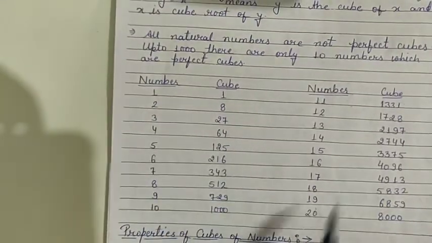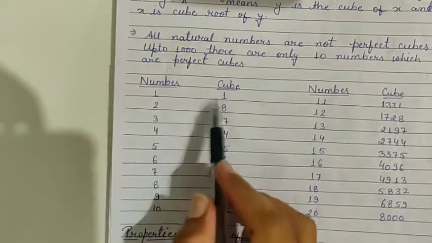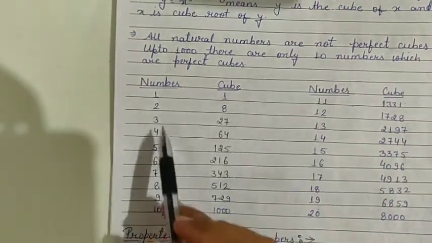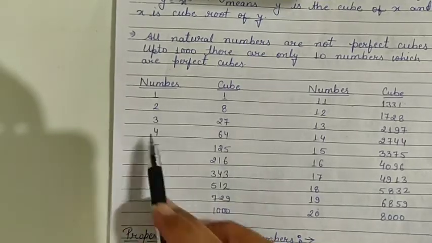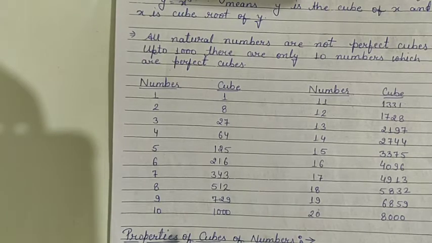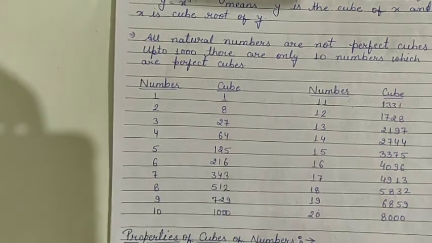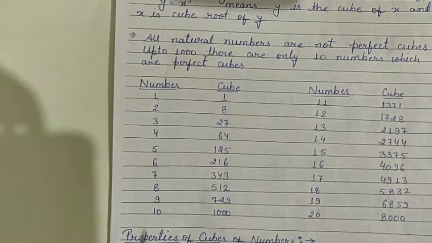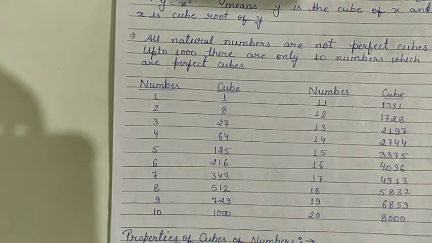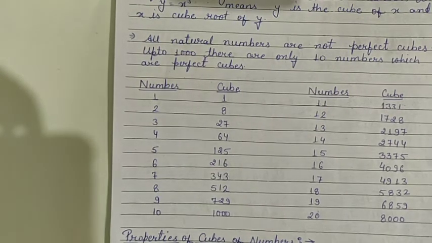Now here are some cubes of numbers 1 to 20. Cube of 1 is 1, cube of 2 is 8, cube of 3 is 27, cube of 4 is 64, cube of 5 is 125, cube of 6 is 216, cube of 7 is 343, cube of 8 is 512, cube of 9 is 729, and cube of 10 is equal to 1000.